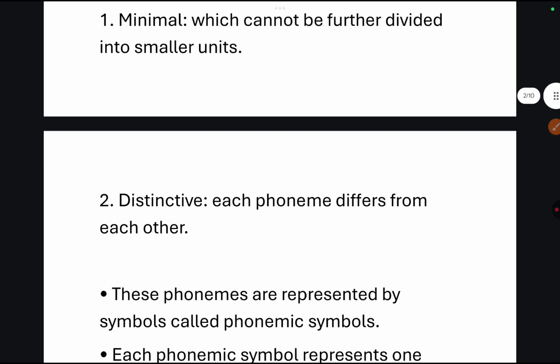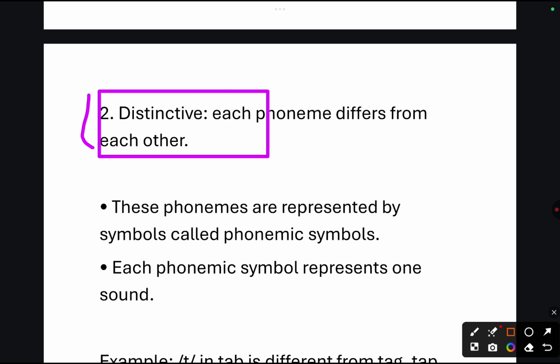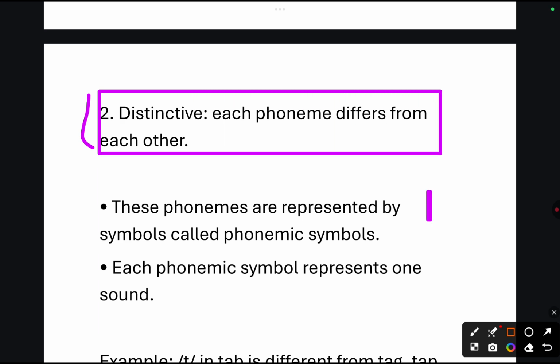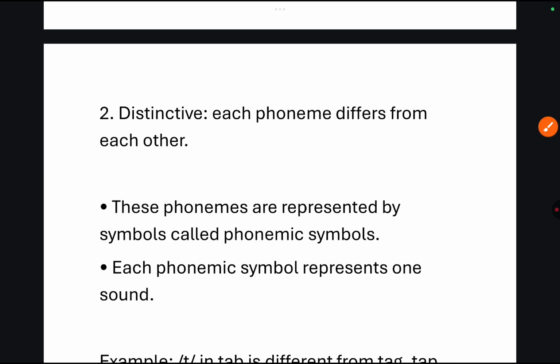Then what is distinctive? Distinctive means each phoneme differs from the other phonemes. You cannot say that one phoneme is the same as another. For example, the symbol P will be different from the phoneme B. The sound pa is different from the sound ba. So you just have to remember two things: a phoneme is the minimal and distinctive unit of sound.